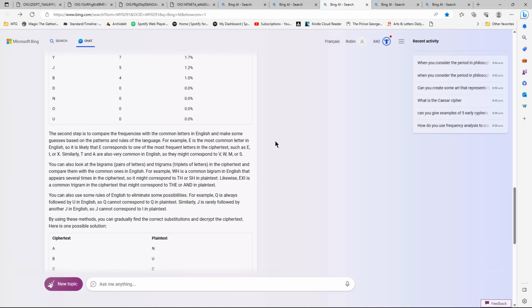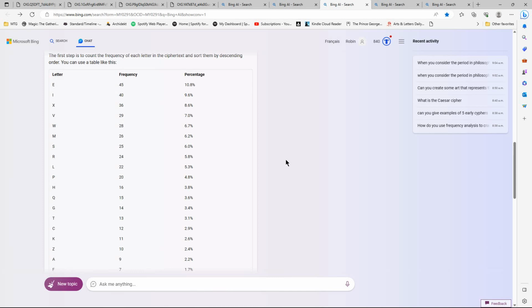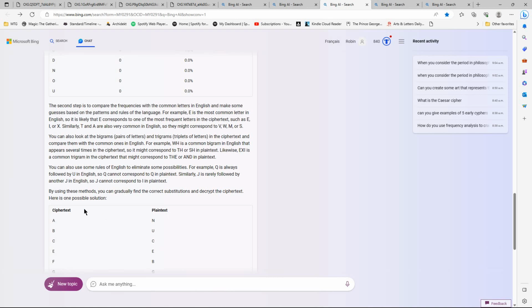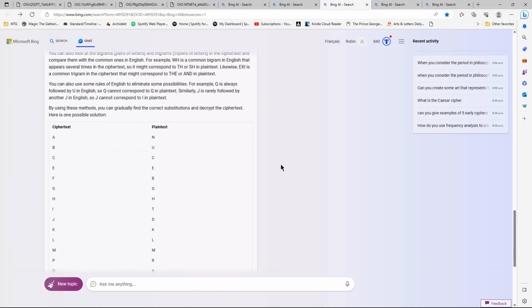So you might know, for example, that E is the most common letter in English. So it's likely that E corresponds to one of the most frequent letters in the ciphertext, such as E, I, or X. Similarly, T and A are also very common in English, so they might correspond to the other high counts here. And so from that, you can sort of work out what the substitutions are. And of course, this does rely on you having a table of frequencies of the most common letters in English, but they can be found all over the place.